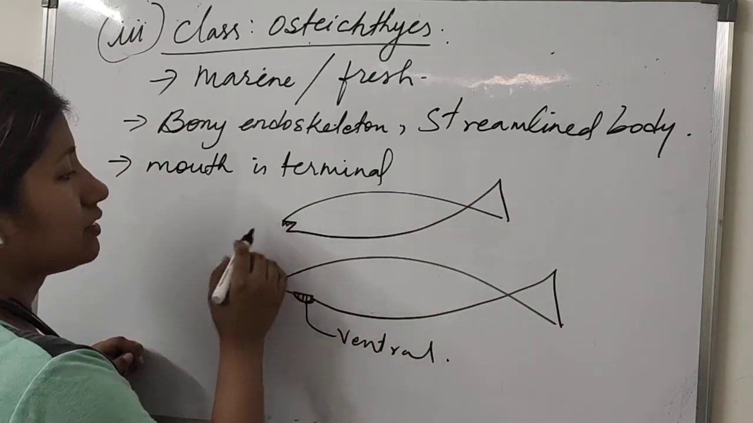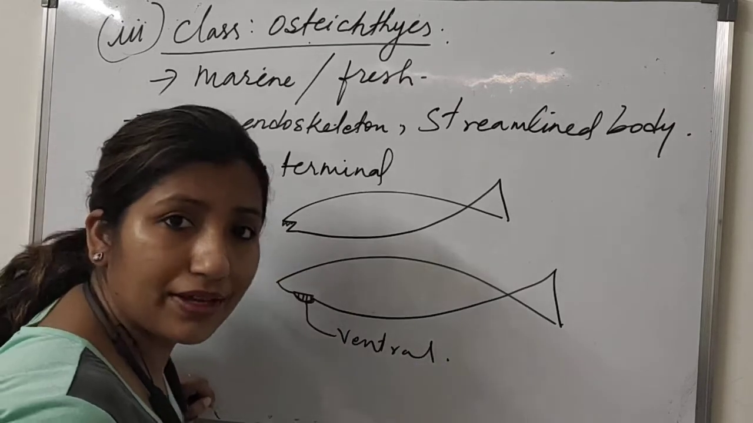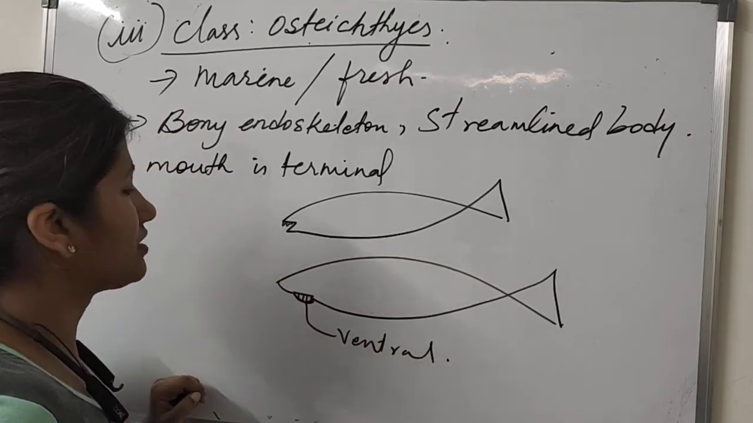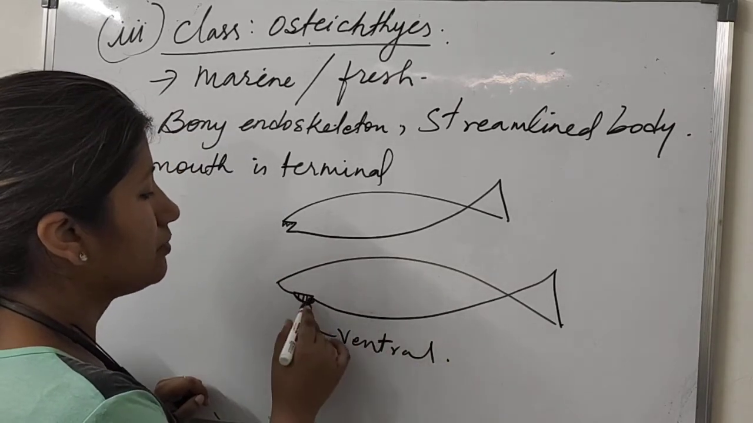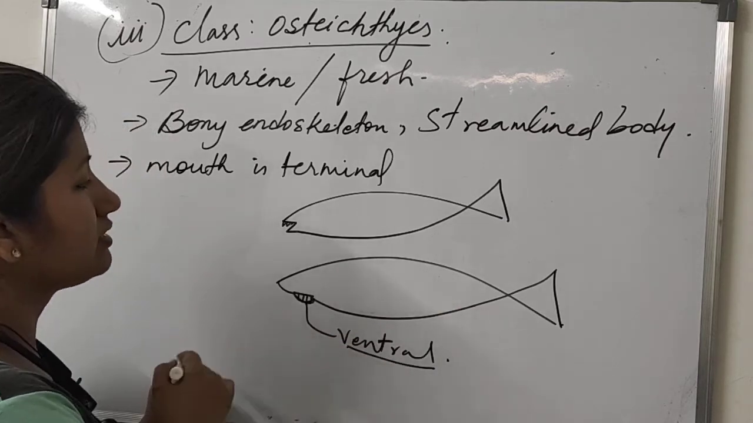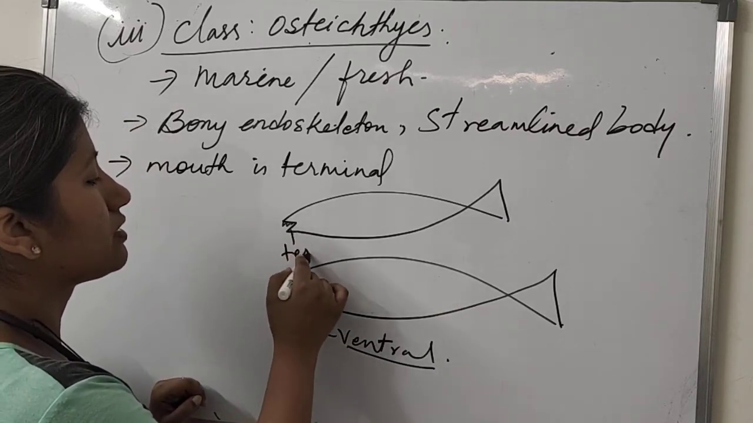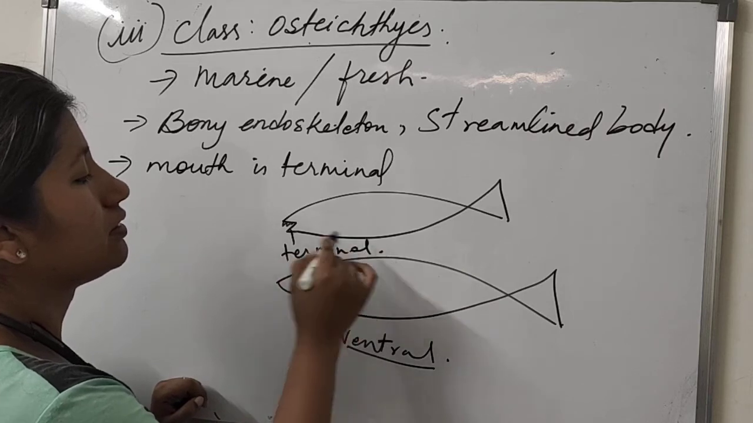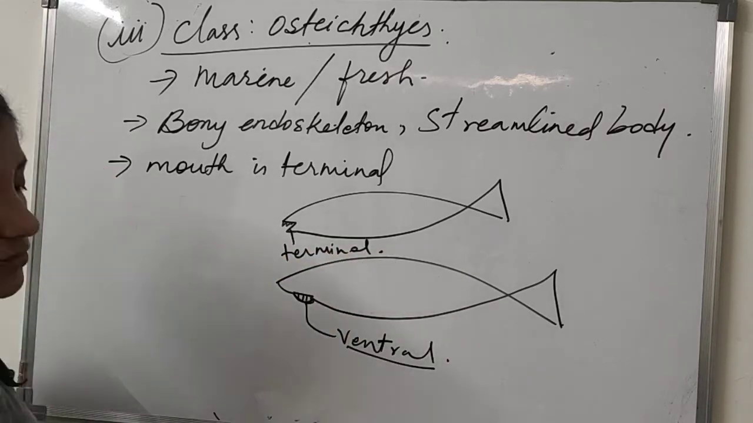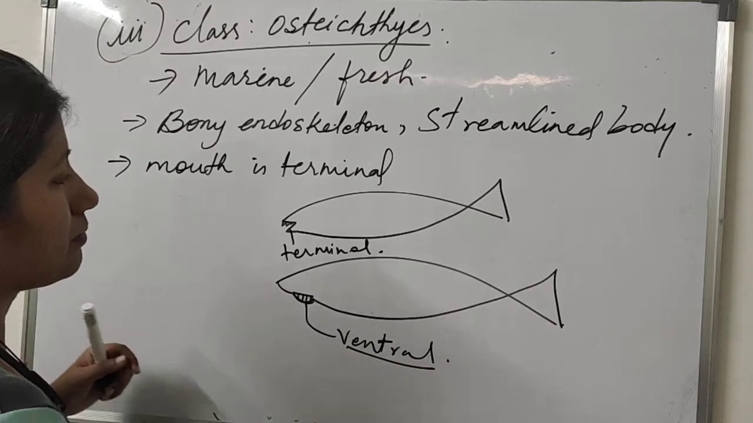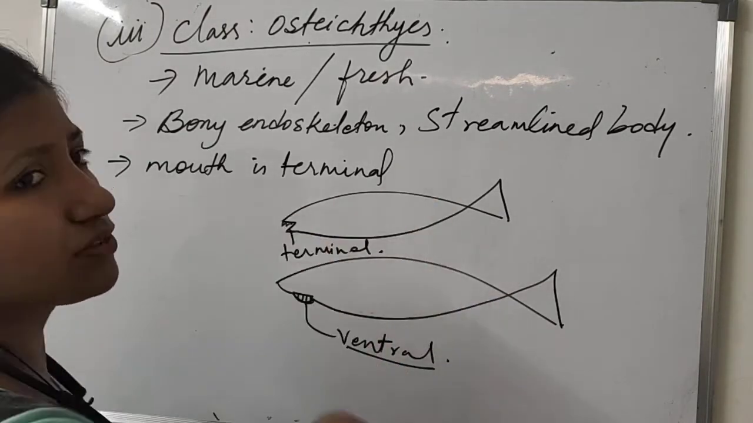okay? So these two fish look very funny, but I think you'll understand better by this diagram that a ventrally located mouth means like this, and this is terminal. Terminal located mouth.